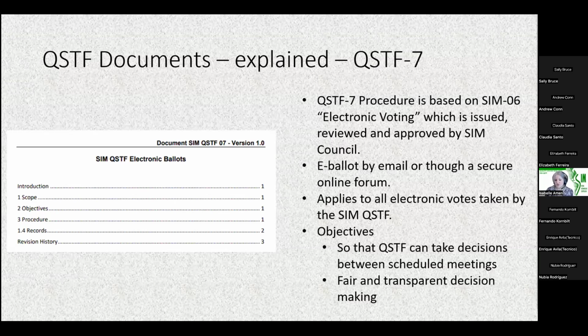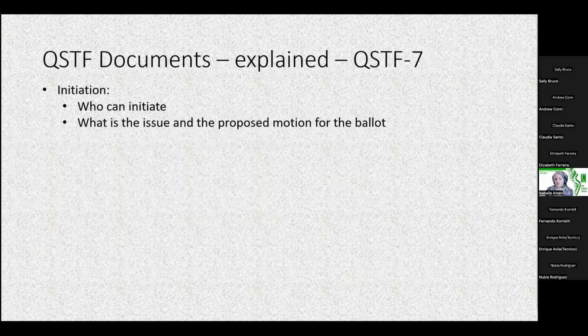Why do we have this procedure? First, so that QSTF can take decisions between scheduled meetings, and so that we have fair and transparent decision making. That procedure covers first the initiation, so it indicates who can initiate such a ballot, and the initiation needs to come with the issue we want to vote on and the proposed motion of the ballot. Then the information on which delegates are asked to vote is shared.